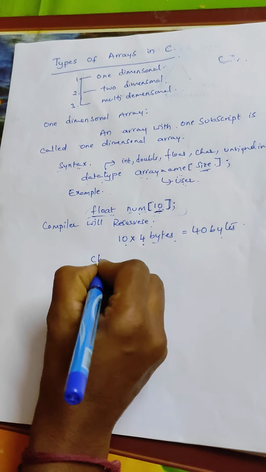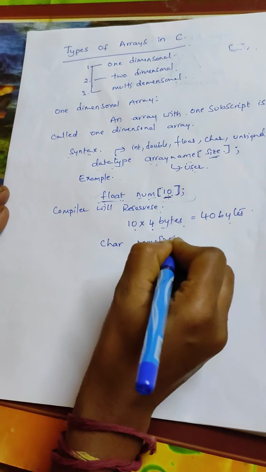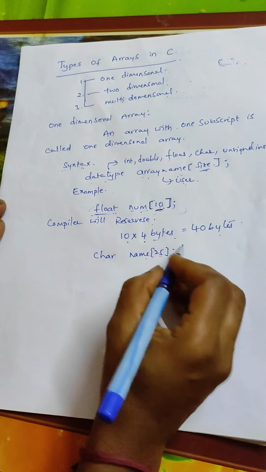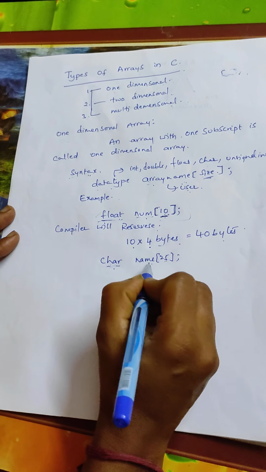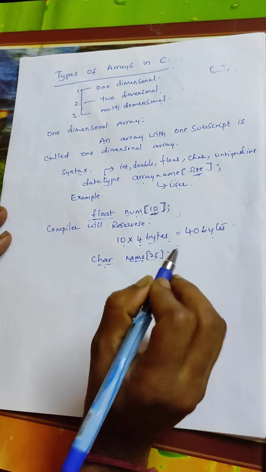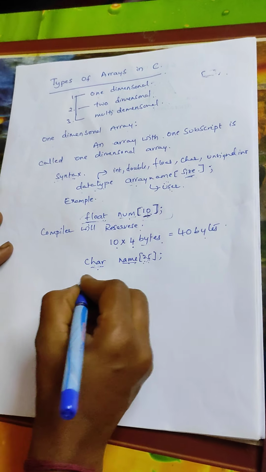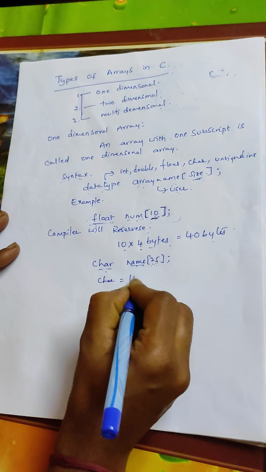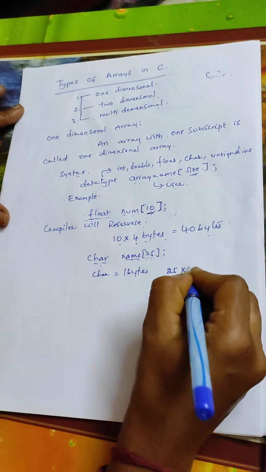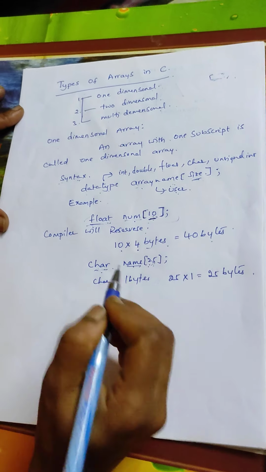Suppose I take a character array, char name[25]. Then this array has the capability to store 25 characters, right? Because my array type is character, and my array name is name. It can hold a maximum of 25 characters. So how much memory is reserved for this array? One character takes 1 byte of memory, and here I have 25 characters, so 25 multiplied by 1, it reserves 25 bytes of memory for this array.